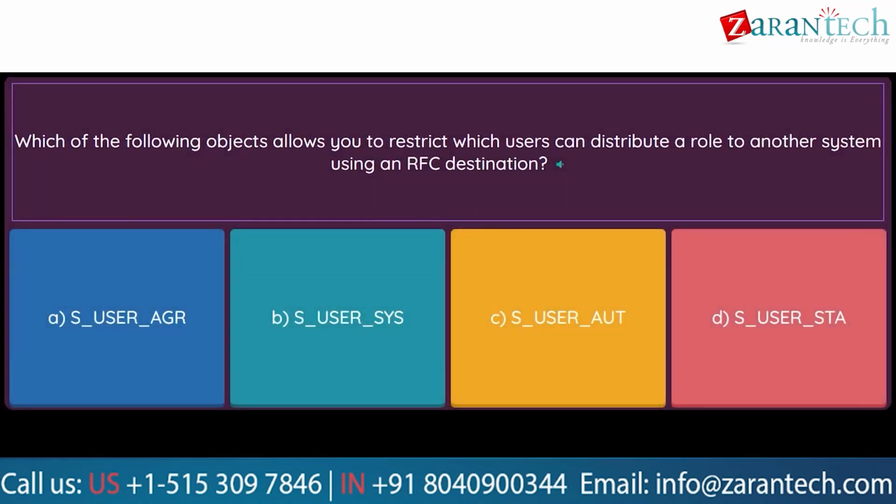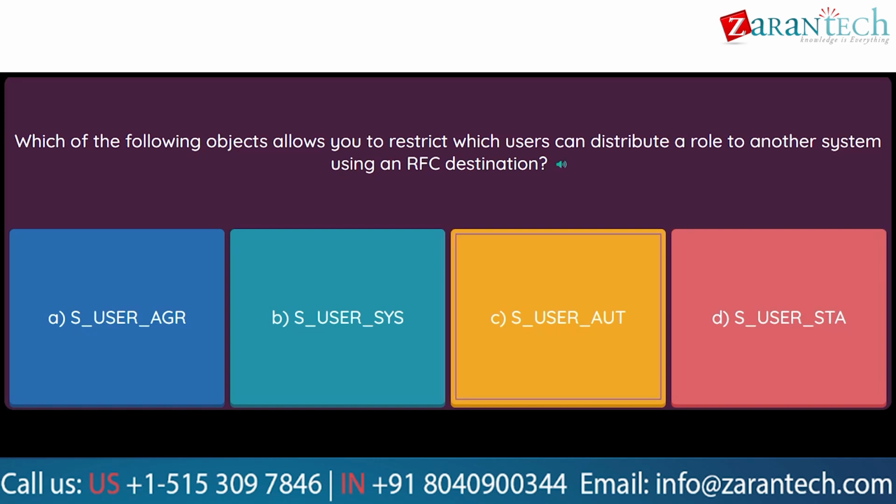Question: which of the following objects allows you to restrict which users can distribute a role to another system using an RFC destination? Option A: S_USER_AGR. Option B: S_USER_SYS. Option C: S_USER_AUT. Option D: S_USER_STA.